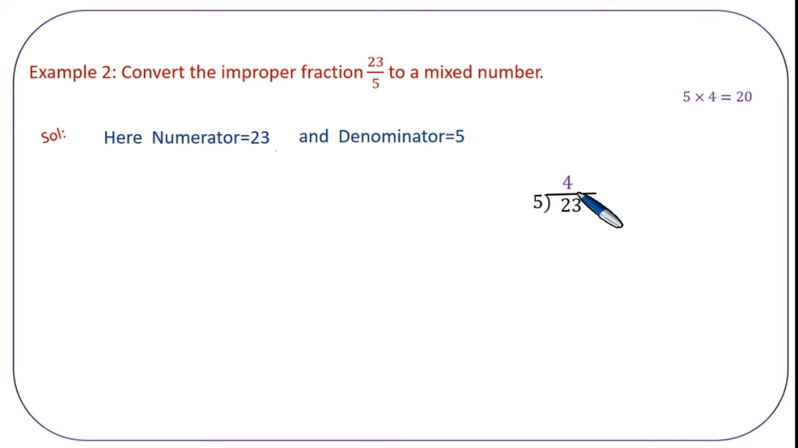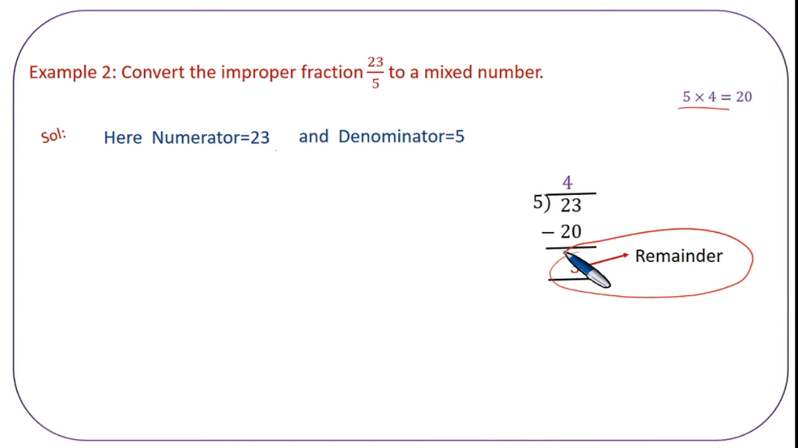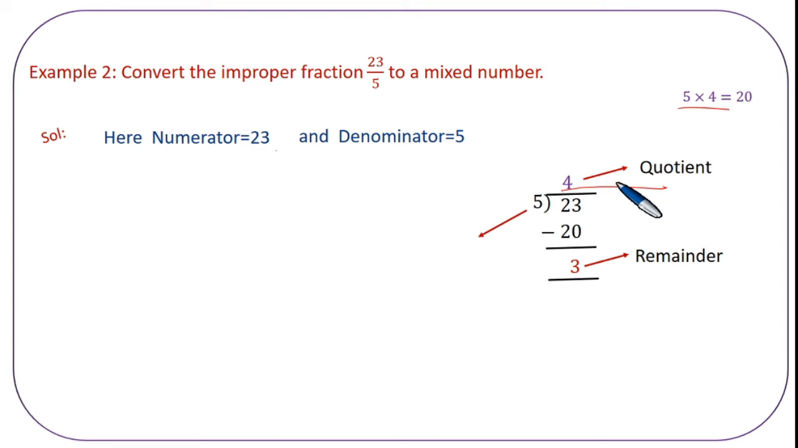So 4 times 5 is 20. Can you understand here? 4 is the answer, right? Now subtract: 23 minus 20 is equal to 3, which is less than 5. This is the remainder. 3 is the remainder and 4 is the quotient, and this 5 of course is the divisor. Denominator is always the divisor.